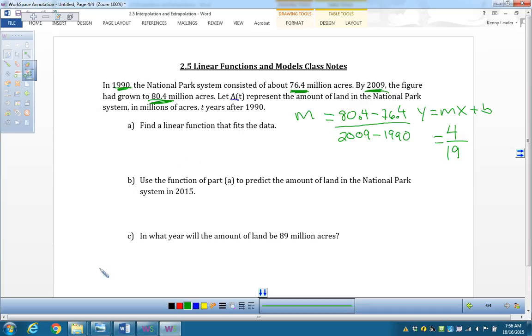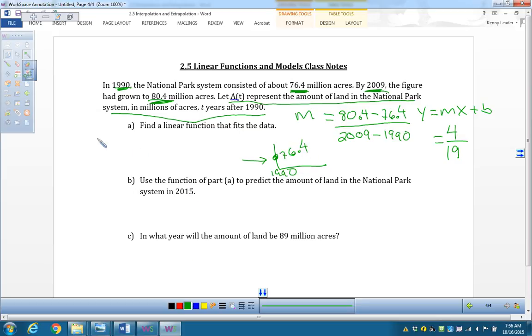I have a y-intercept already in here, because notice that it says, let A of t represent the amount of land in the national park system in millions of acres t years after 1990. So this one's just going to start at 1990. So my starting point is going to be 1990, comma what? What's my acreage in 1990? 76.4. So that's my y-intercept.